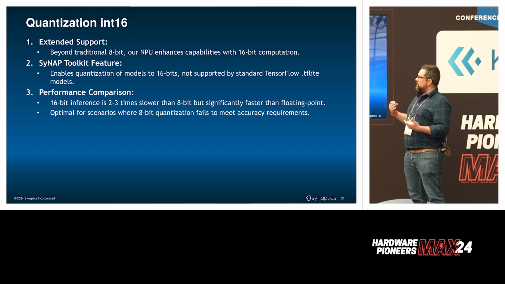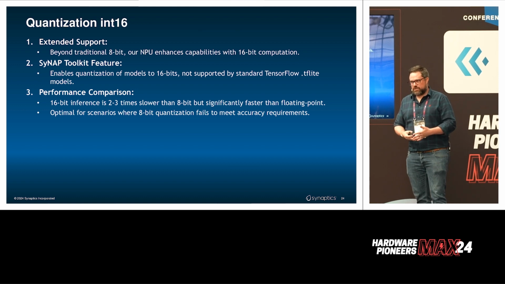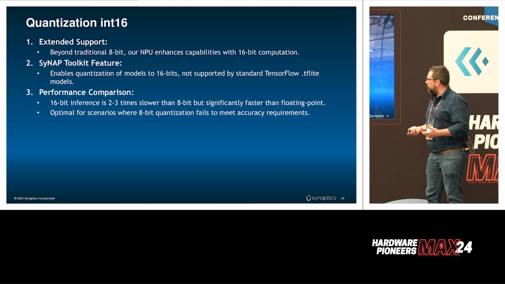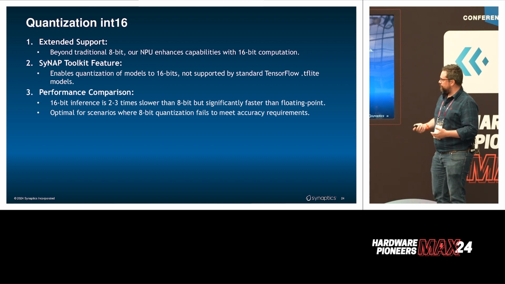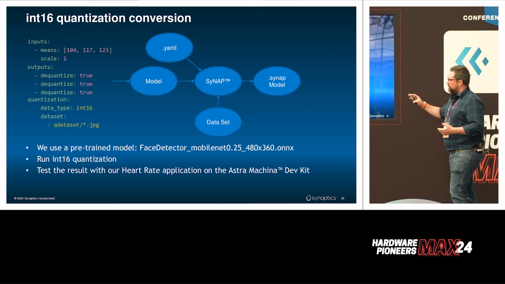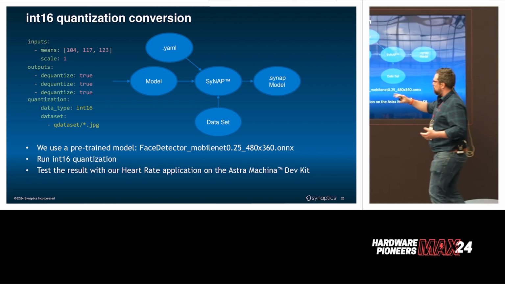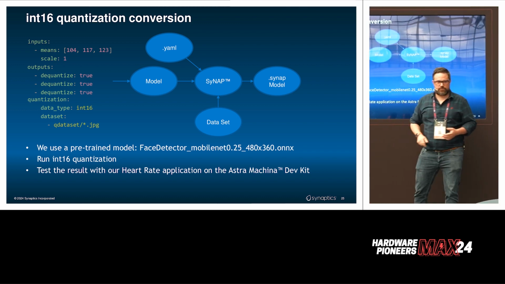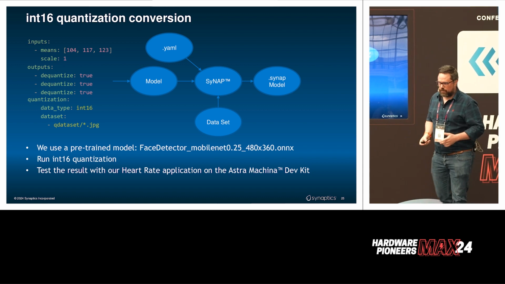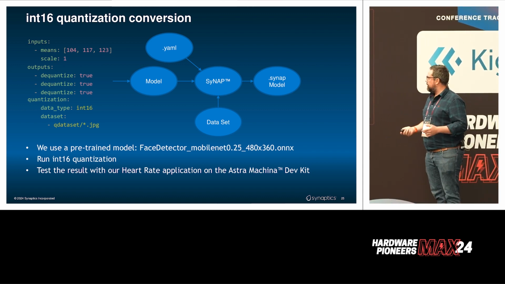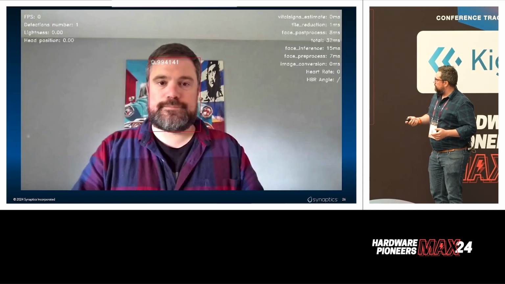So if we see that in some scenarios the 8-bit quantization is a bit too aggressive, maybe it's a good method to go for int16. It's exactly the same thing. We just change one thing, our data type, to int16. We collapse all the data sets and run it.